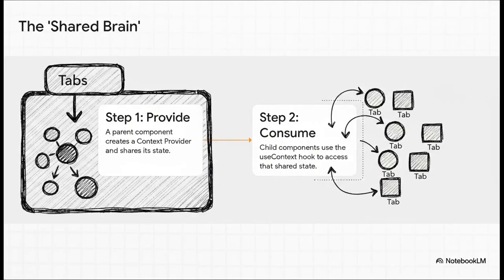So how does this shared brain actually work? It's really just a simple 2-step dance. First, the main parent component, like our tabs component, creates something called a context provider, and it stuffs all the shared state into it, like which tab is active. Then, step 2, any child component that's nested inside, like a tab button, can use the useContext hook to reach directly into that provider and grab whatever state it needs. No prop drilling required. It's brilliant.